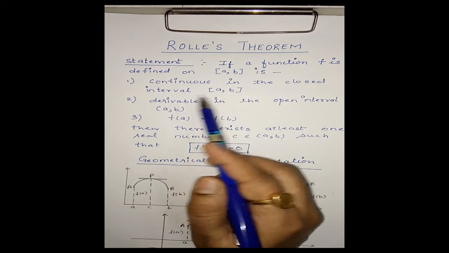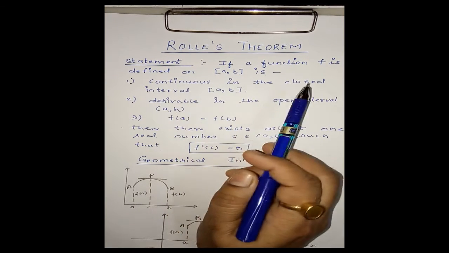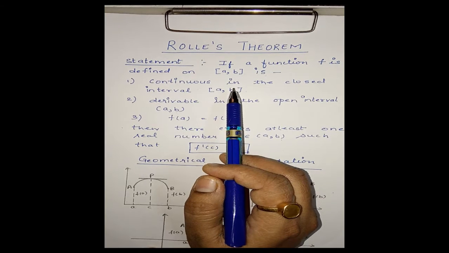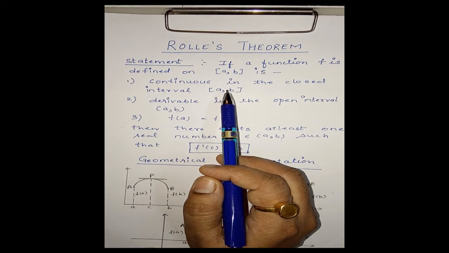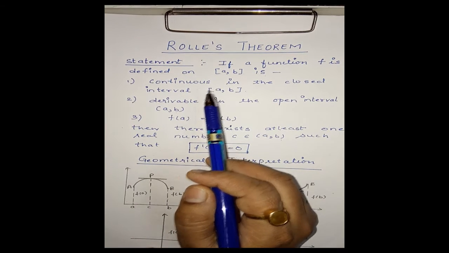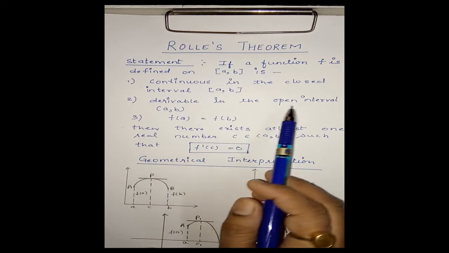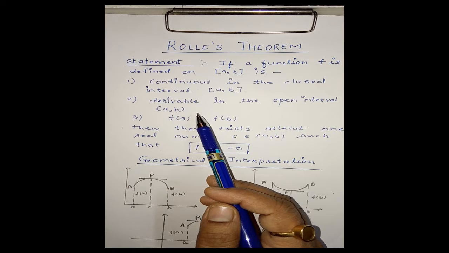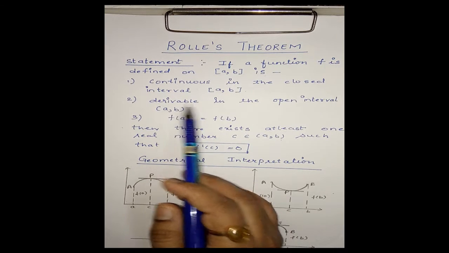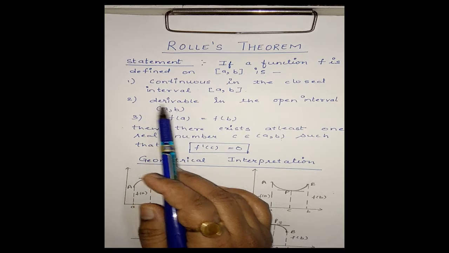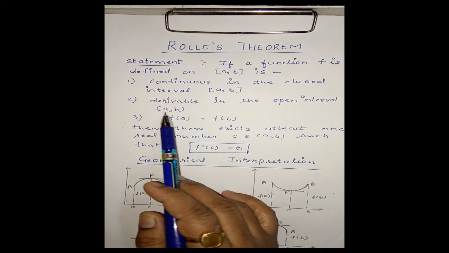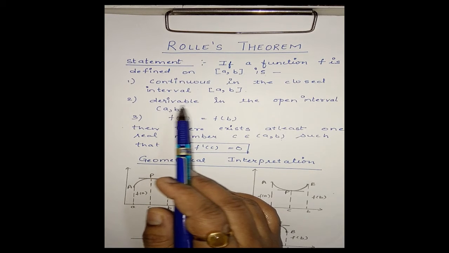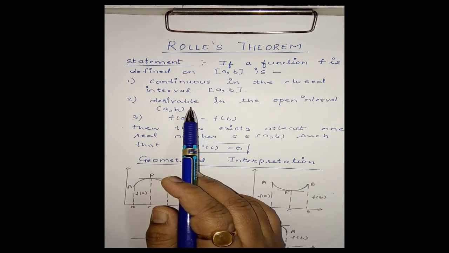Now, the first condition is that the function is continuous in the closed interval [a, b]. Continuous means the graph of the function is without any gap, without any jump. This is the meaning of a continuous function. Second, the function is derivable in the open interval (a, b). Derivable means we can draw the tangent. This is the meaning of derivable. It means that at each and every point in the open interval (a, b), we can draw a tangent to the graph.